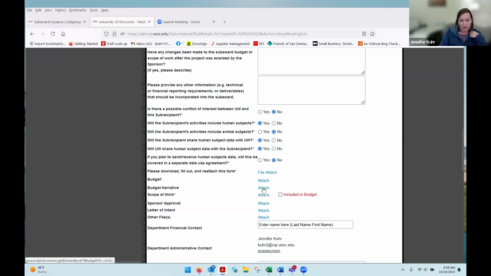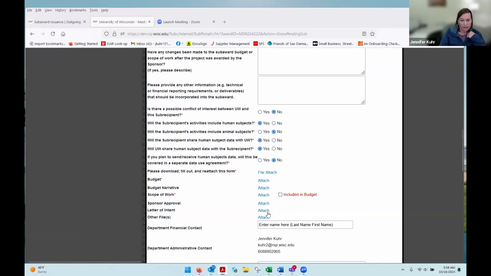Then we ask for budget and a budget narrative and a scope of work. Occasionally, the scope of work is combined in with the budget. We like to see a separate scope of work, but that's not always the case of what happens at the proposal stage. As long as we can get enough information about what the subrecipient will be doing from the budget narrative, we can go with that.